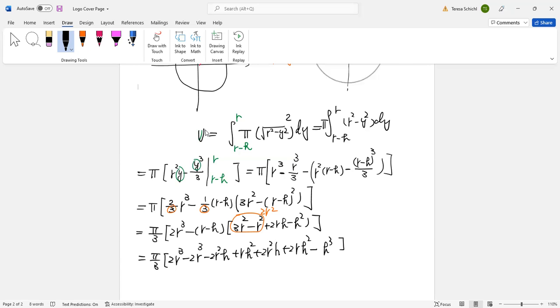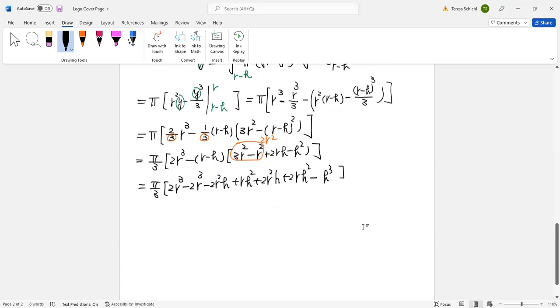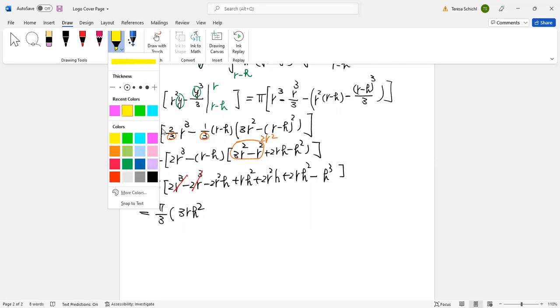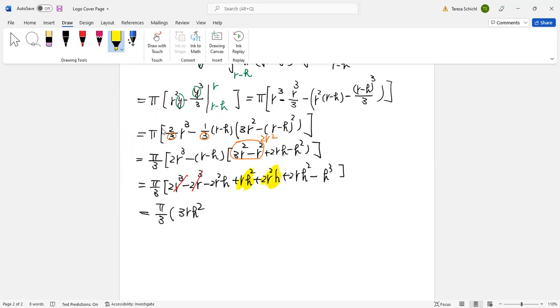Okay, so now let's see here. So we have here 2r. A lot of things we can cancel. So finally, I have a pi over 3. And then I have a 3rh squared. All right, so let's see here. We can cancel here, right? This one, we can cancel. And 3rh squared, this one and this one, I can combine, right? Okay, good.